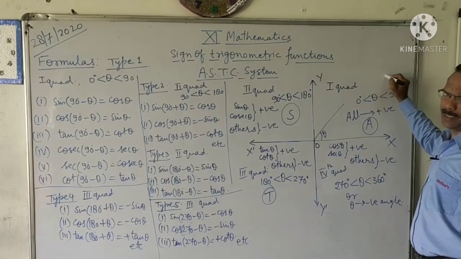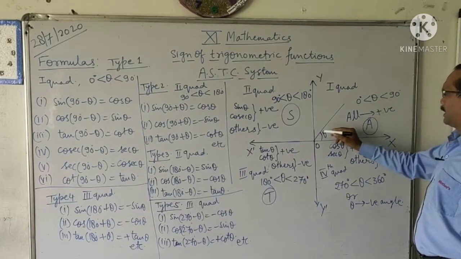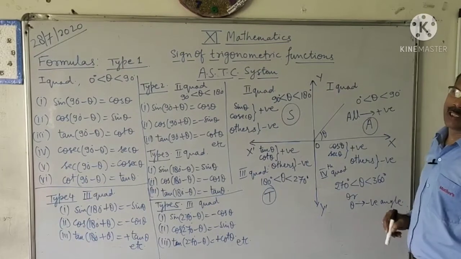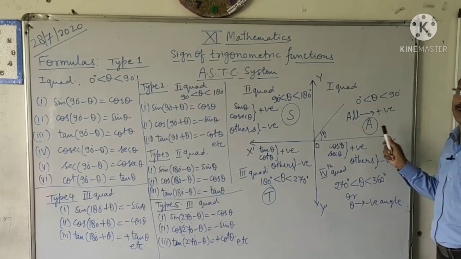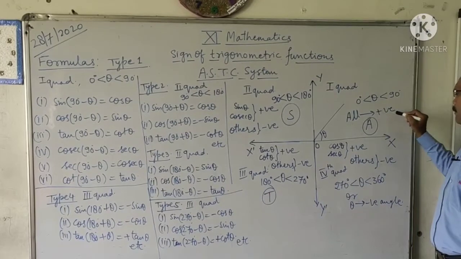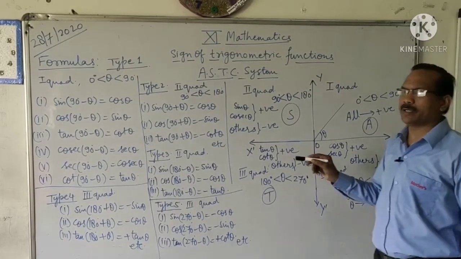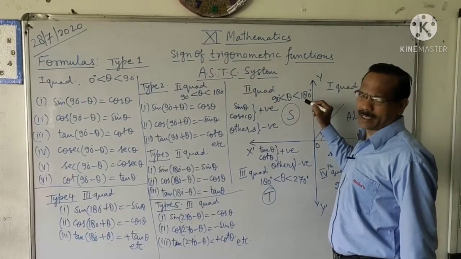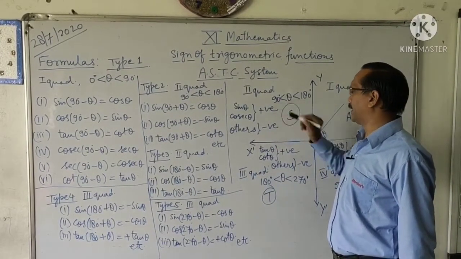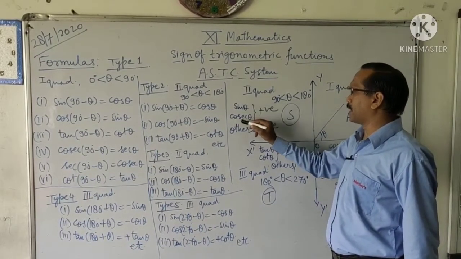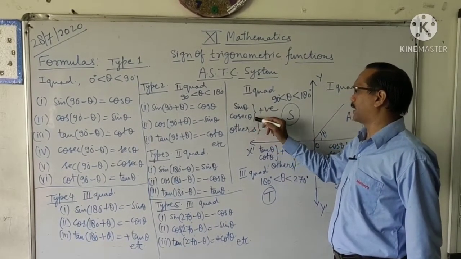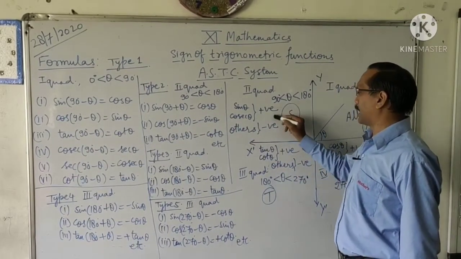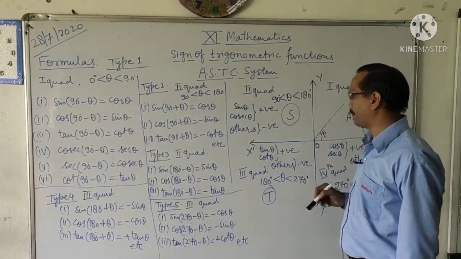In the first quadrant, theta is an acute angle, less than 90 degrees and greater than 0. Students, you will see all trigonometric functions are positive here, so we will take a positive sign for this. Now in the second quadrant, theta is less than 180 degrees and greater than 90 degrees. And here sine and its reciprocal cosec are positive and the other trigonometric functions are negative. So that is why we will take S for sine.